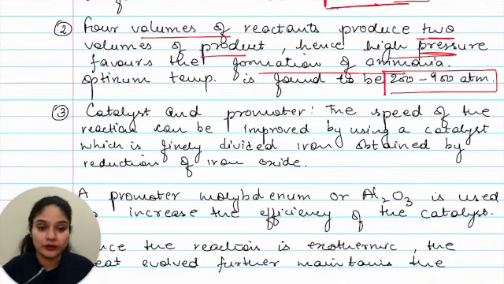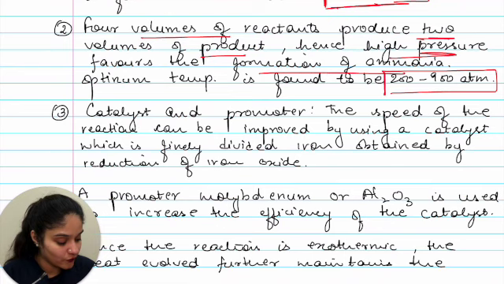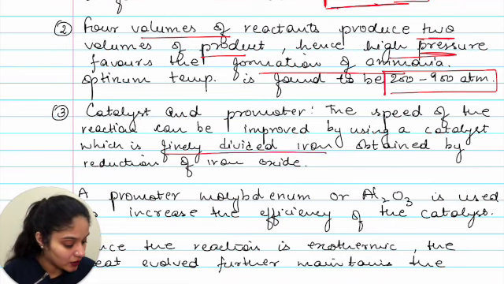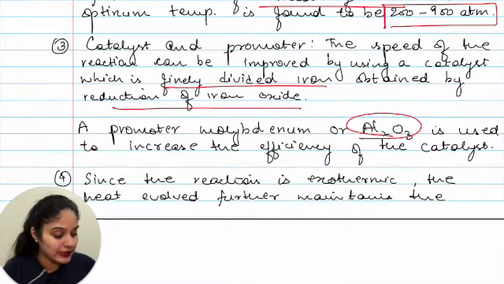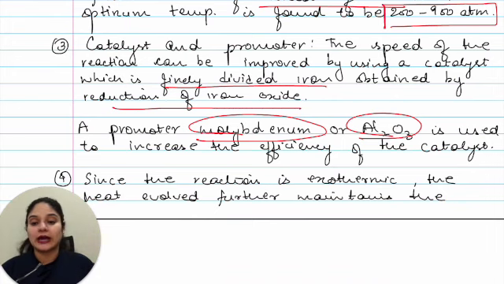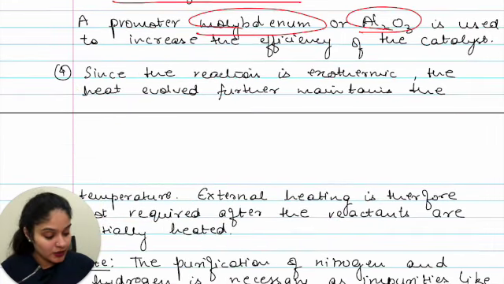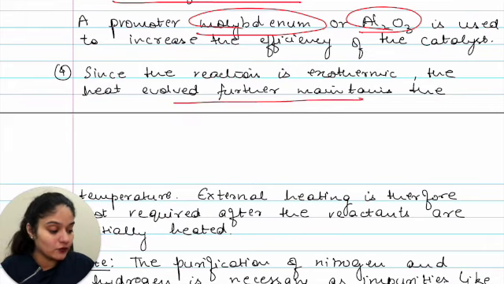Catalyst and promoter, of course we have done: you have finely divided iron, obtained by reduction of iron oxide. Then a promoter would be aluminium oxide or molybdenum, used to increase the efficiency of the catalyst. Number 4, since the reaction is exothermic, the heat evolved further maintains the temperature.